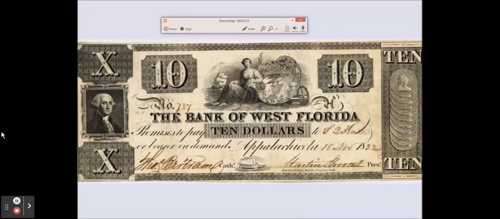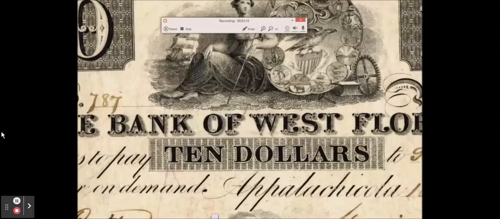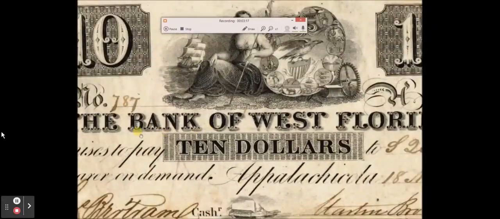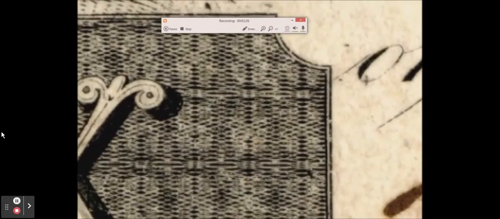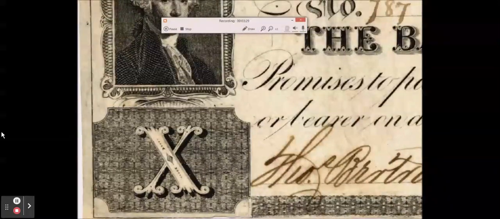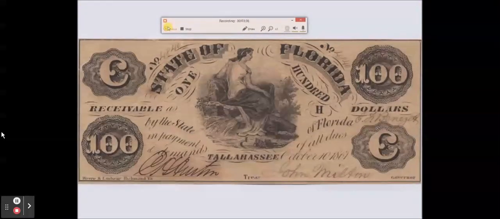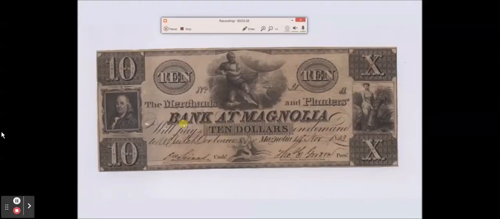And once again, even at this time, I know there's lithography, as they call it, but I'm still pretty impressed at how in the 1830s they were printing such intricate detail. This is before laser printers and the printers we have today. So how did they create this? Okay, same style. We've got this small community state bank, the Merchants and Planters Bank at Magnolia, 1833.